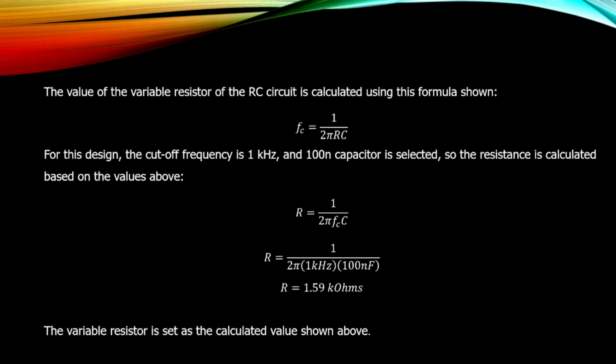For this design, I've used 1 kHz as the cutoff frequency and a 100 nanofarad capacitor. So, the resistance for the variable resistor can be calculated using the formula shown below, and the calculated resistance for the variable resistor is 1.59 kilo ohms.